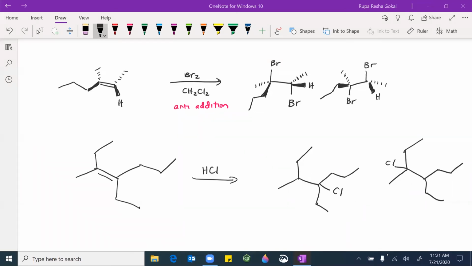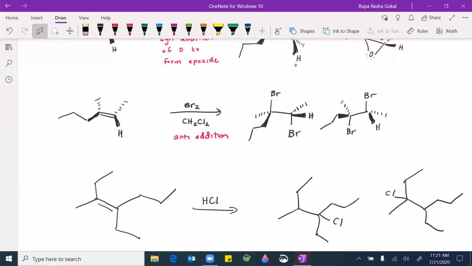So for the reaction above the one that you just drew, would the 2 halogens always be on opposite sides, like anti-addition? Yeah, the way Br2 has to add to your double bond is always a bridge that opens up, which creates anti-stereochemistry. Okay. All right. Thanks.